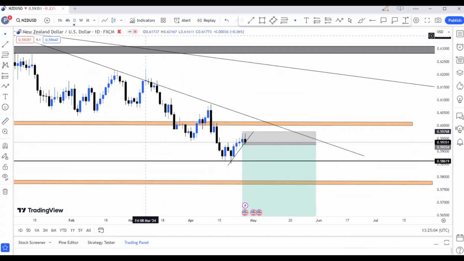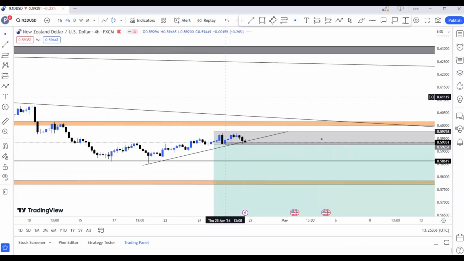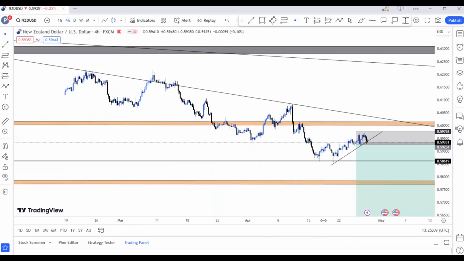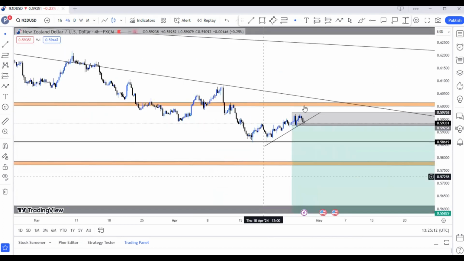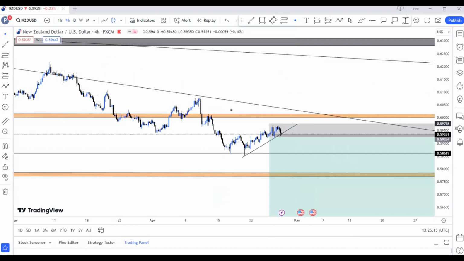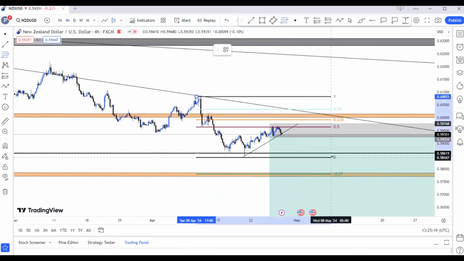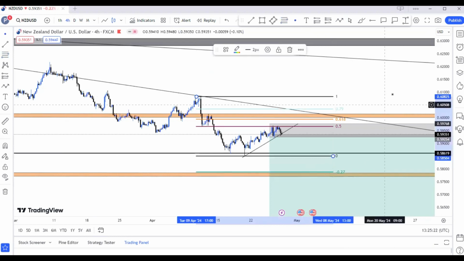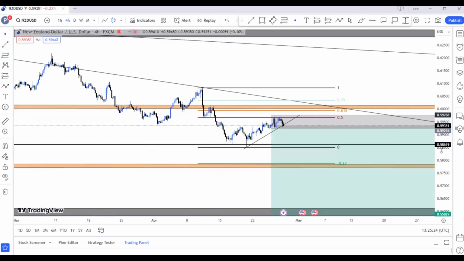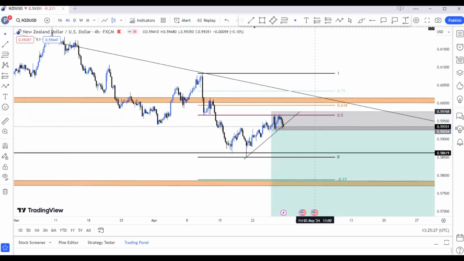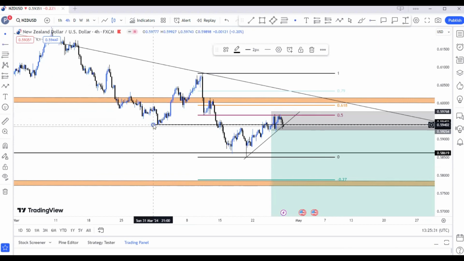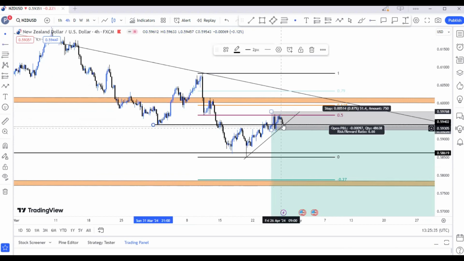So let me scale down to 4 hours to see. Now we can see on the 4 hour time frame, it's looking like price is ready to drop. And if I bring my Fibonacci from this recent high to recent low, we see that price is currently rejecting at the 0.5 Fibonacci level, and as well we have a supply zone here. Price cleared through it and now looking like it wants to close below.